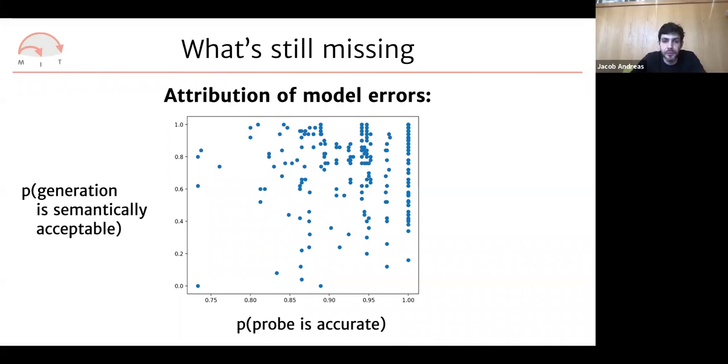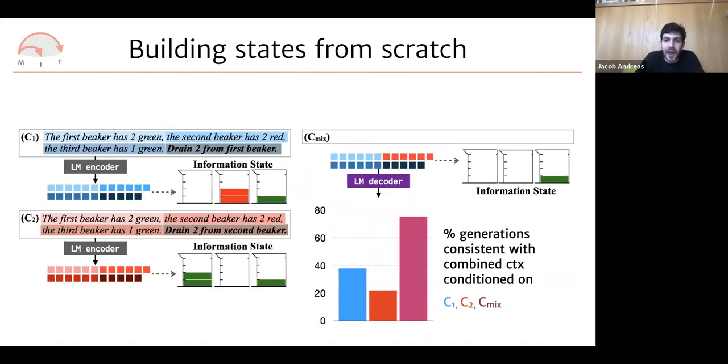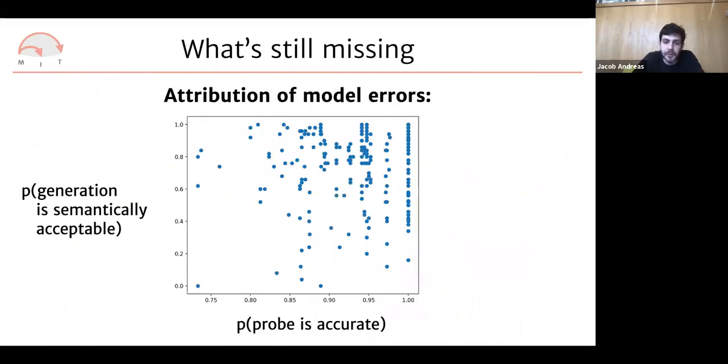One thing you can do is plot, across a bunch of different contexts, the probability that a random sample from this language model is semantically acceptable versus the probability that a randomly sampled fact is correctly classified as true, false, or unknown. And if you do this, these things are basically uncorrelated with each other. What this tells us is that, as much as the model, when it's doing the right thing, does so by looking at these underlying representations, we can't directly attribute errors in generation to errors in construction of the underlying world state.